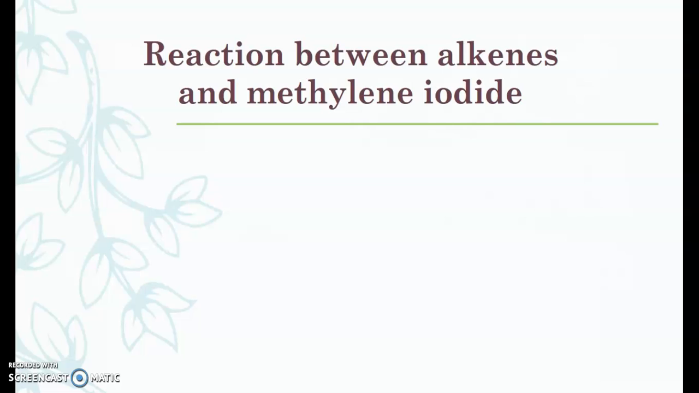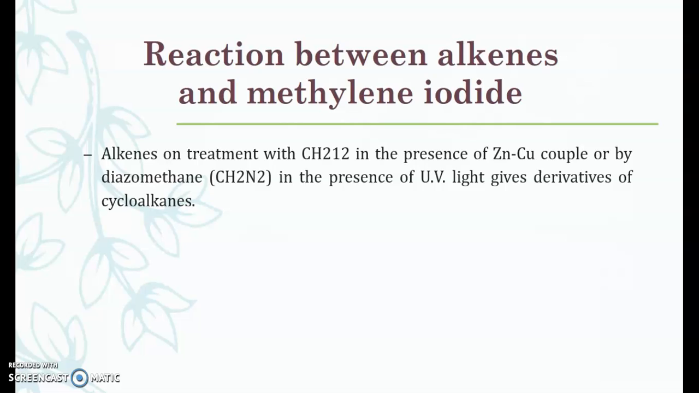Now, the third method used for the preparation of cycloalkanes is the reaction between alkenes and methylene iodide. Alkenes on treatment with methylene iodide, that is CH2I2, in presence of zinc-copper couple, or by diazomethane, that is CH2N2, in presence of UV light, give us derivatives of the cycloalkanes. So this is also one of the important as well as very simple methods.